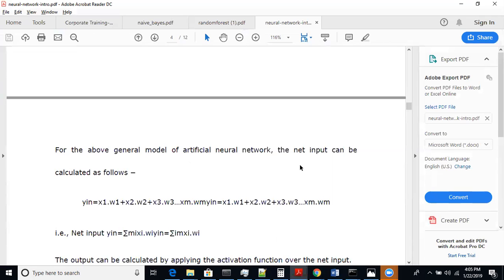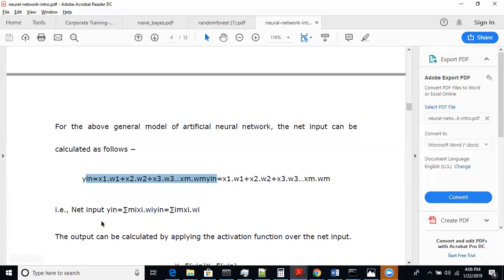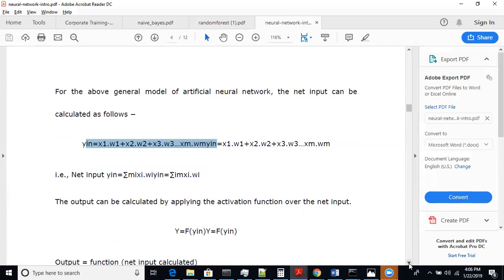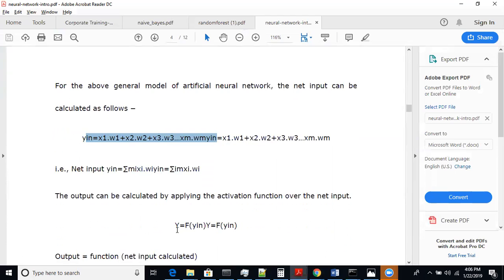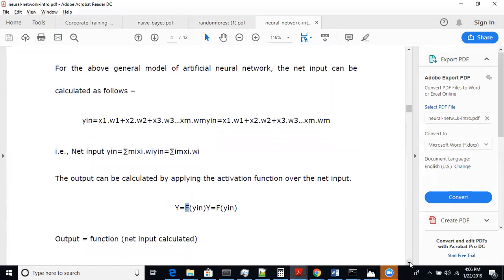So in the above neural network, the net input can be computed as yin equals the summation of all the features into weights, that is, yin is the summation of wi xi. And y is then a function of yin, where yin is the summation. So the function is the activation function. The activation function is nothing but again a graphical technique which we implement on it to get the output.